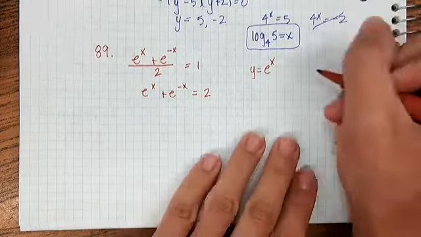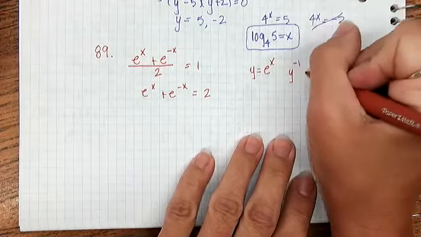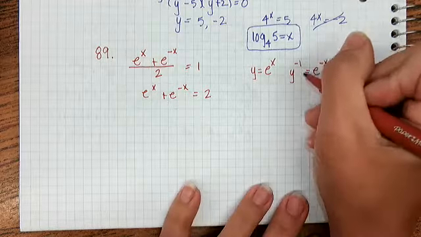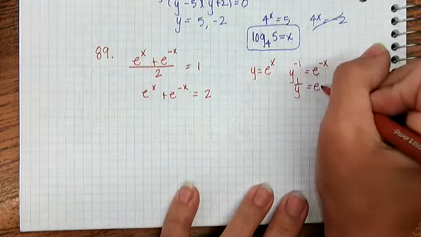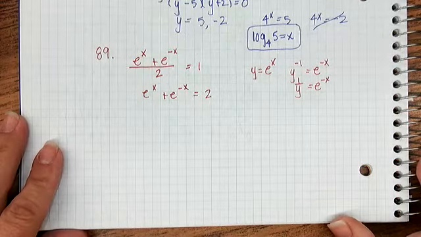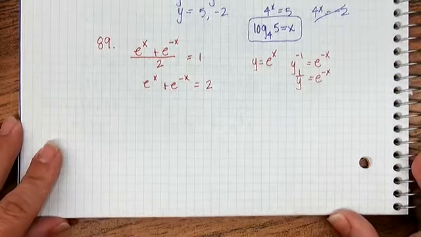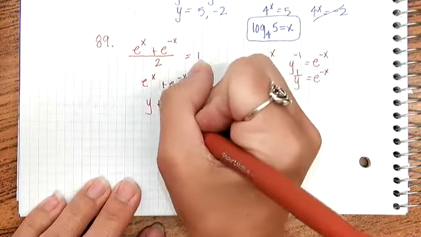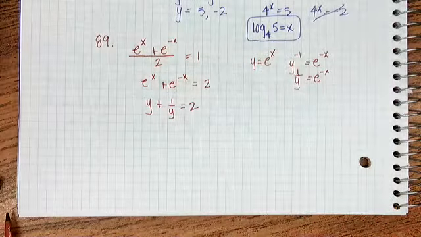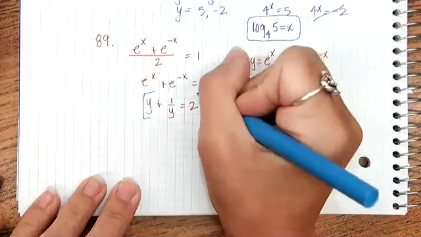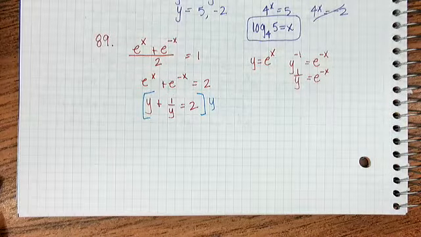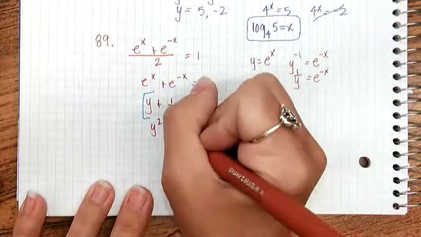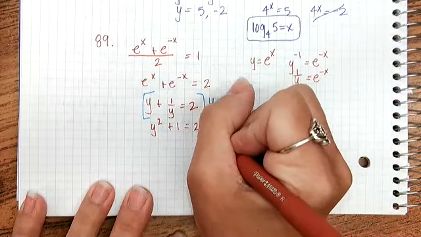So if y equals e to the x, then y to the negative 1 equals e to the negative x. Raise both sides to the negative 1 power. y to the negative 1 is 1 over y. And again, this really is similar to 67, just with different numbers. So this is y plus 1 over y equals 2. Multiply both sides by y, and let's hope it factors. So this is y squared plus 1 equals 2y.